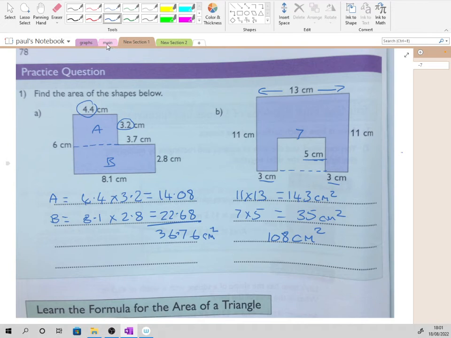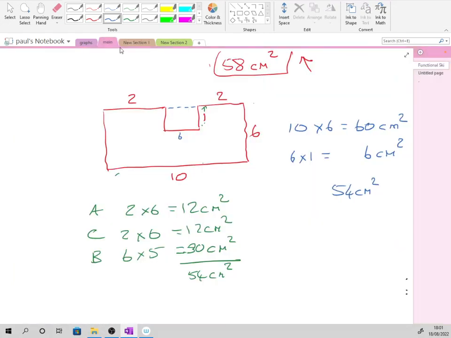Oh, good. That's rectangles, squares, and this is called complex shapes, I suppose. A bit more complicated. Right, now let's do triangles.